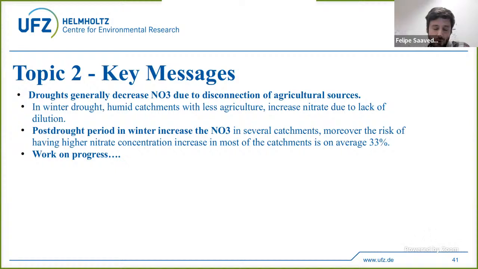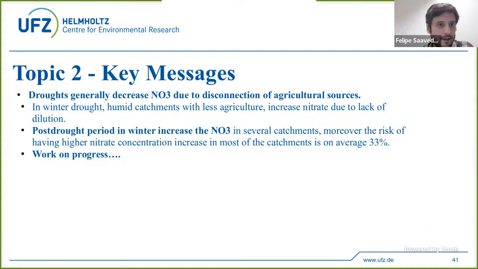And the other key message is that the post-drought period in winter shows an increase in nitrate in several catchments. But this is clearer when we look at the risk, with a median increase of the risk of 33%. I still work on this data. There are differences in each system also, but so far those are my results, positive results, I would say.